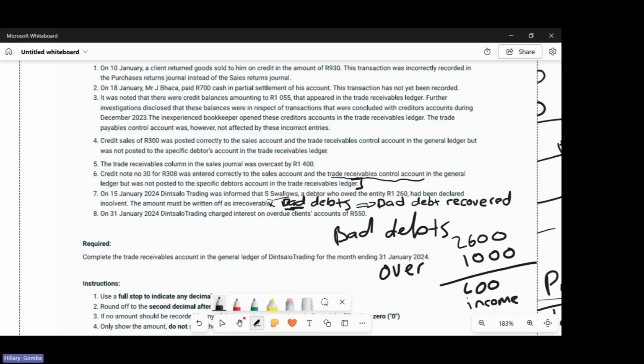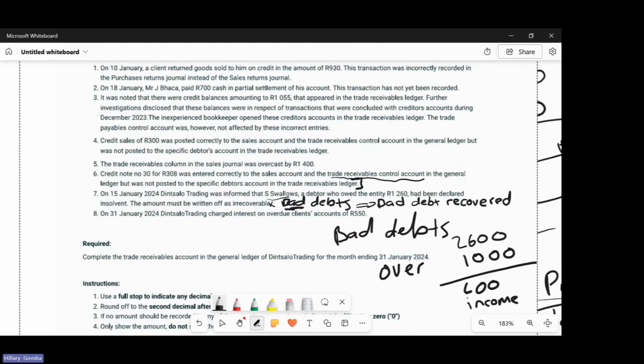Do you have any questions on this one? Any questions? Okay. If there are no questions, then we proceed to number 8. Number 8 says, on 31 January 2024, Dichalo Trading charged interest on overdue clients' accounts of 550.